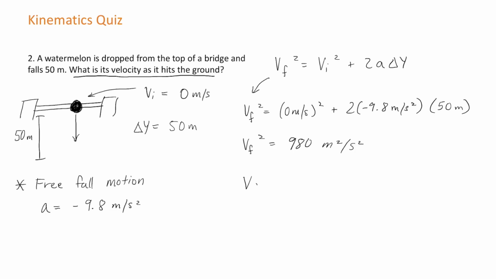But remember, when you take the square root to isolate for Vf, a square root can be positive or negative. So what is our answer? Is it positive or negative? Well, it would be negative 31.3 meters per second. And I know this because the velocity vector is pointed down, and that means the velocity has to be negative.